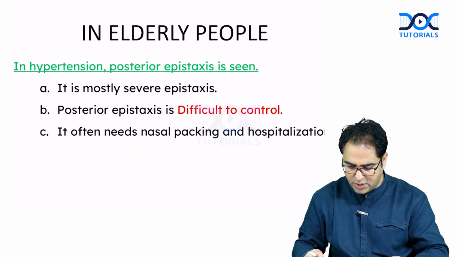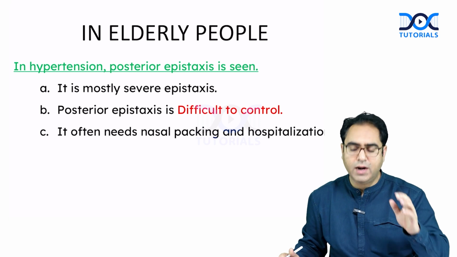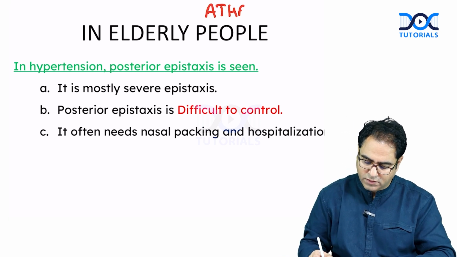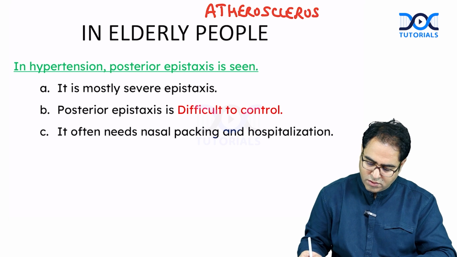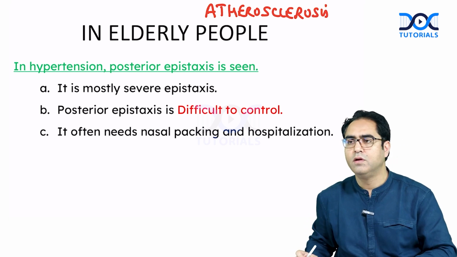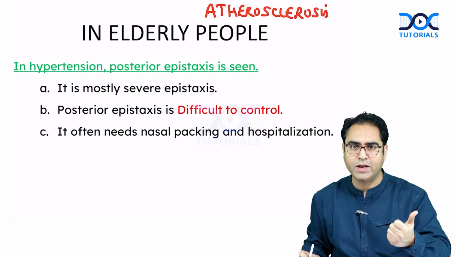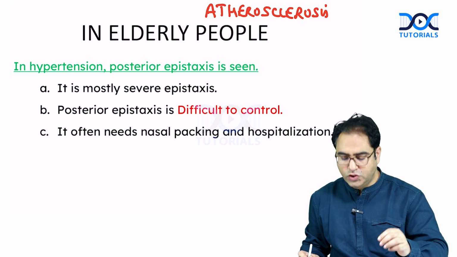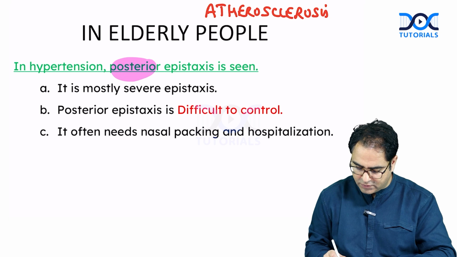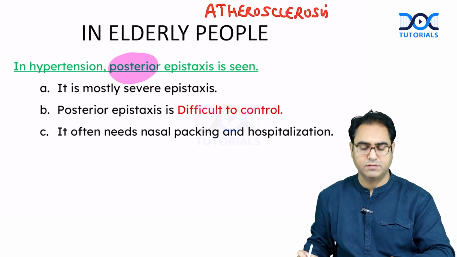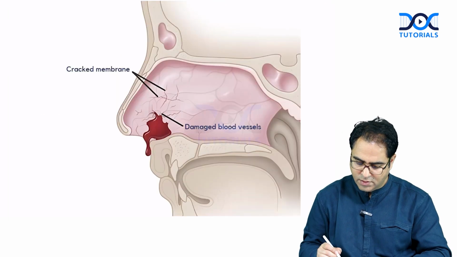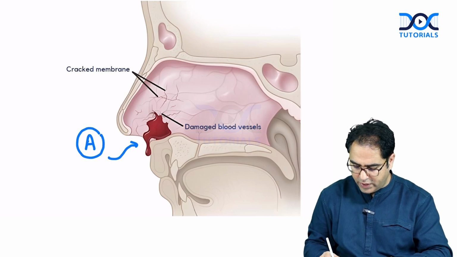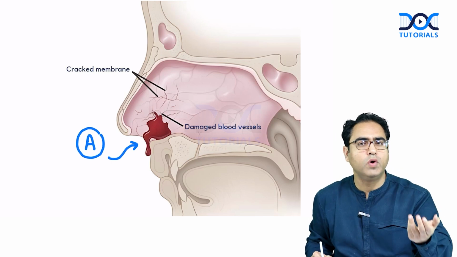Now, let us talk about elderly people. In elderly people, it can be because of atherosclerosis of the blood vessels. Atherosclerosis of the blood vessels of the nasal circulation. That is one cause. Number 2, hypertension also. My dear friends, hypertension causes posterior epistaxis. Now, what do you mean posterior? My dear friends, this is anterior epistaxis when the blood is flowing from the front end of the nose, which is a usual case actually.